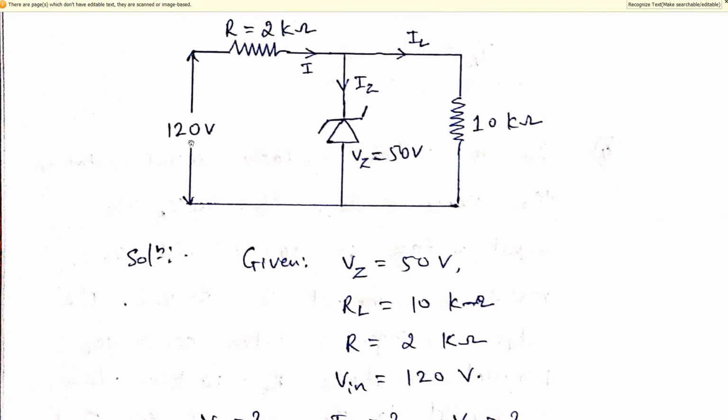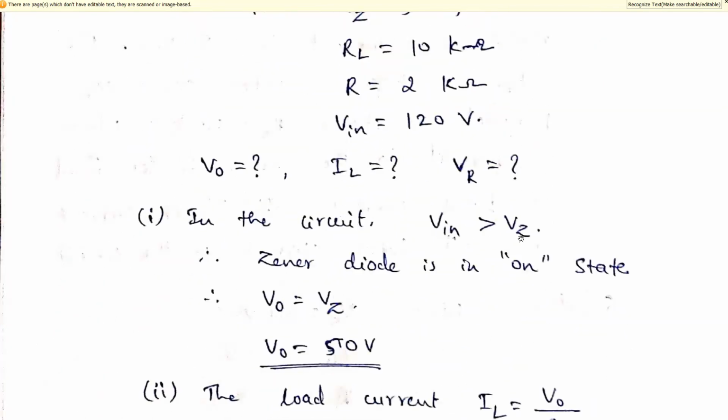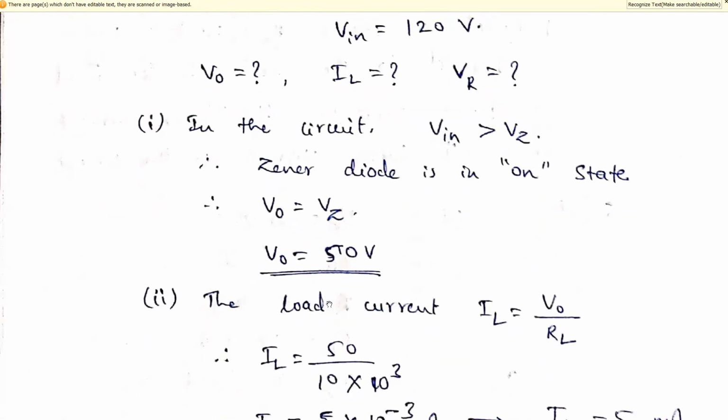So here clearly input voltage is greater than Vz, that is 120 volt, where Vz is 50 volt. That's why in the circuit V in is greater than Vz. Therefore, Zener diode is in on state. Therefore, the output voltage V naught will be equal to Vz. So V naught will be equal to 50 volt. That is the output voltage. That is the first question.